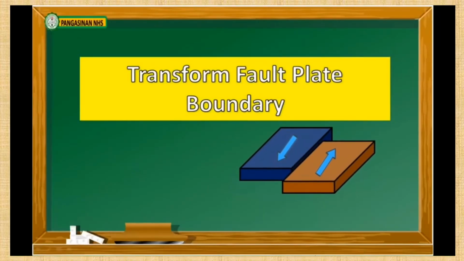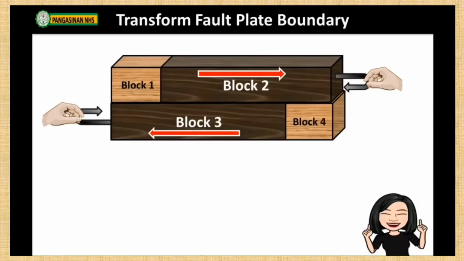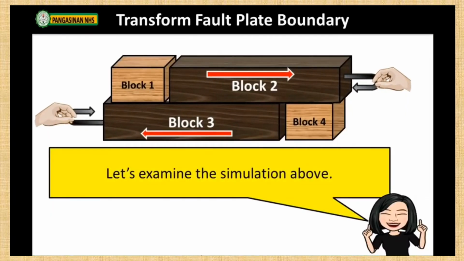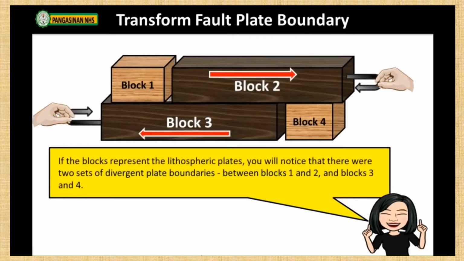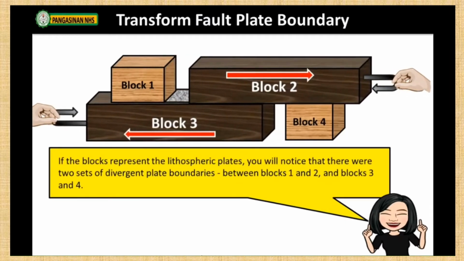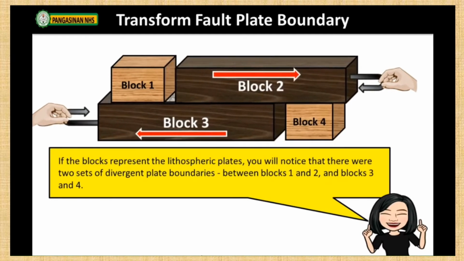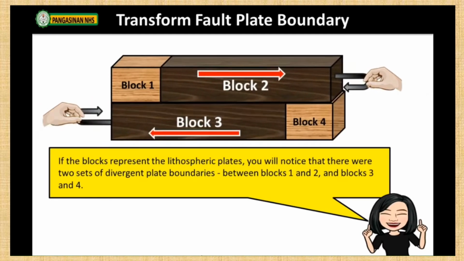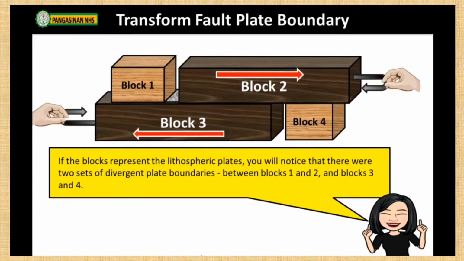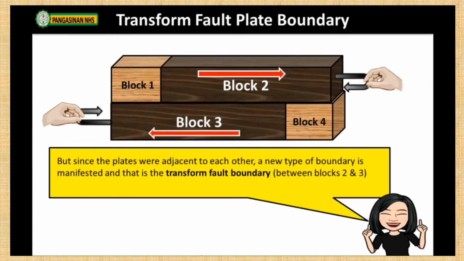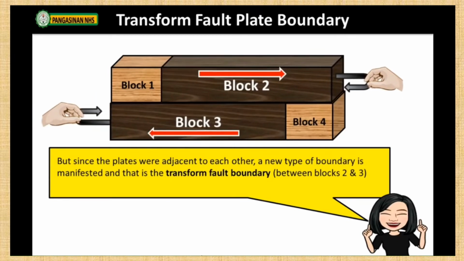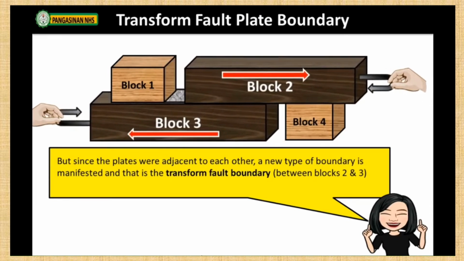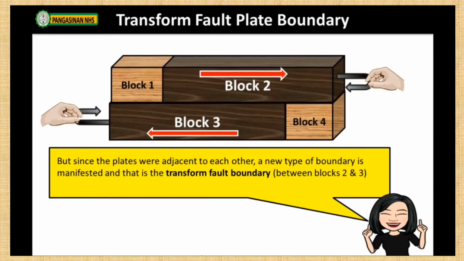Transform fault plate boundary. Let's examine the simulation above. If the blocks represent the lithospheric plates, you will notice that there were two sets of divergent plate boundaries between blocks 1 and 2 and blocks 3 and 4. But since the plates were adjacent to each other, a new type of boundary is manifested, and that is the transform fault boundary between blocks 2 and 3.